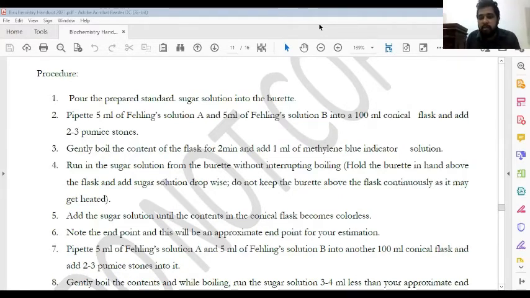In here, we assume that the sample contains only one type of reducing sugar, that is glucose. Okay. So usually we do this titration for glucose-rich samples. Then we can assume that the only reducing sugar type is glucose.